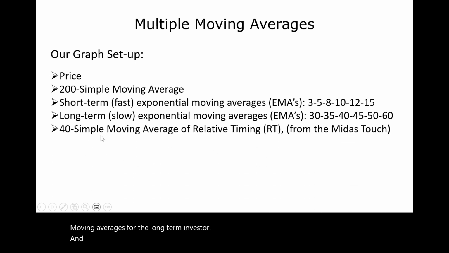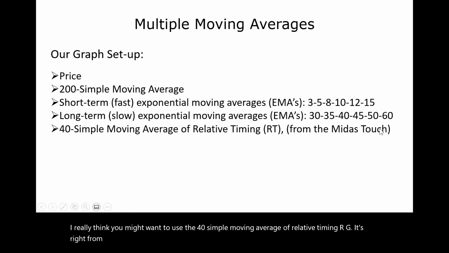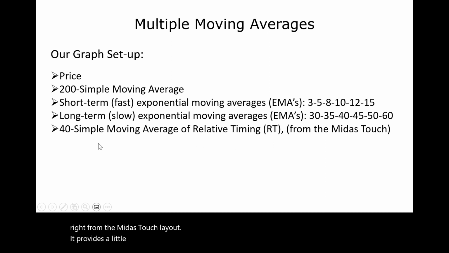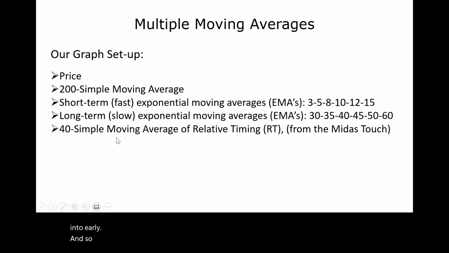And then I really think you might want to use the 40 simple moving average of relative timing, RT. It's right from the Midas Touch layout. It provides a little more confirmation. Quite often I've noticed on graphs it'll keep you from getting in too early. And so that trend of that 40 moving average of relative timing is really valuable in your charting.